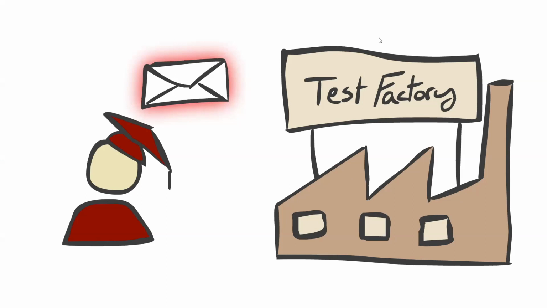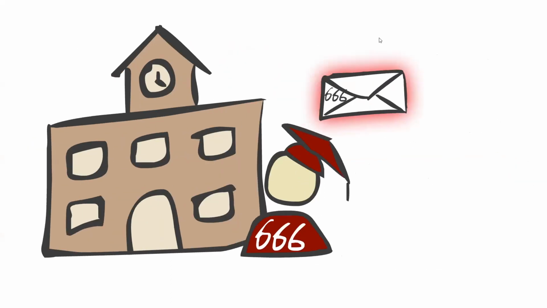The test factory look at that envelope and say, okay, we need to know who that envelope belongs to. So they stamp the envelope and they stamp Steve. So Steve here now has the number 666 because he's not a very nice person, stamped onto both him and the envelope. He then takes his envelope back to the university.